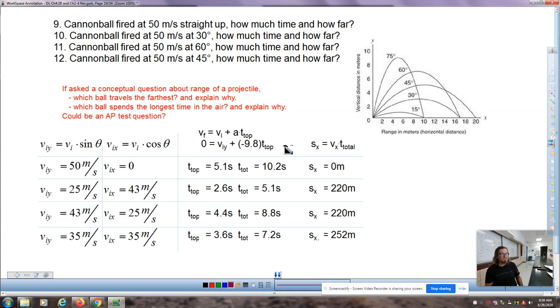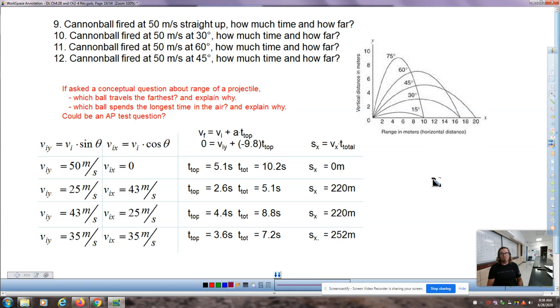Anyway, you see this. As I even put up here, on the AP test, if you had something like this, they're not going to have you work out all of this work. It's too much time. They're just going to ask you to explain conceptually which one goes the farthest, but then you have to tell them why, to justify your answer.